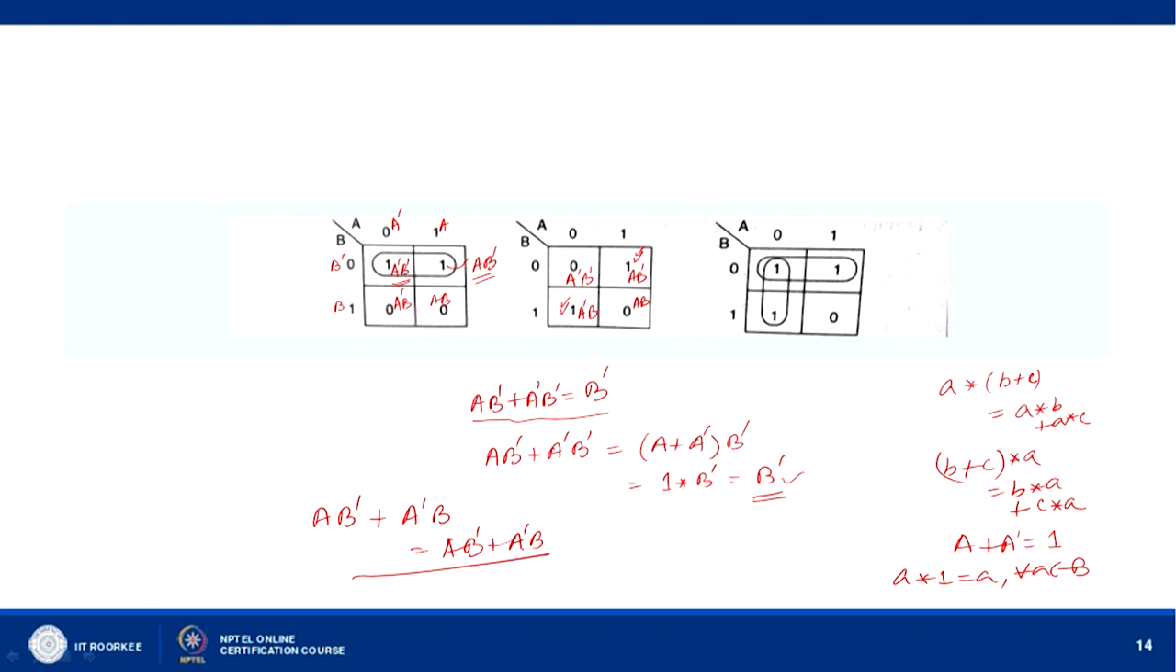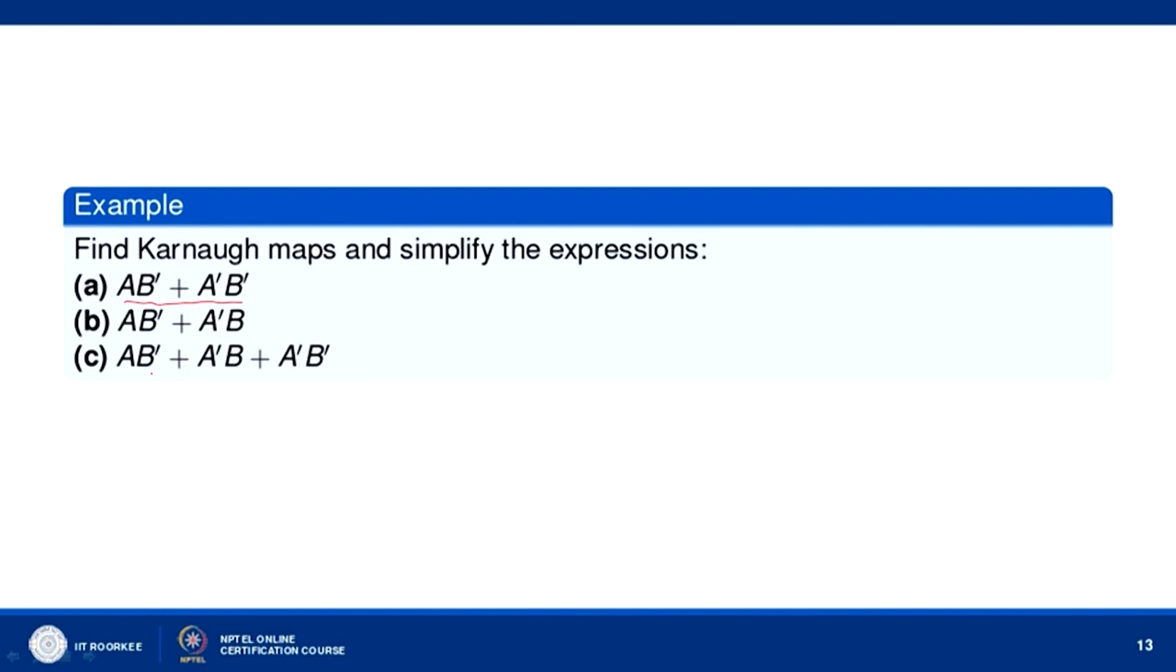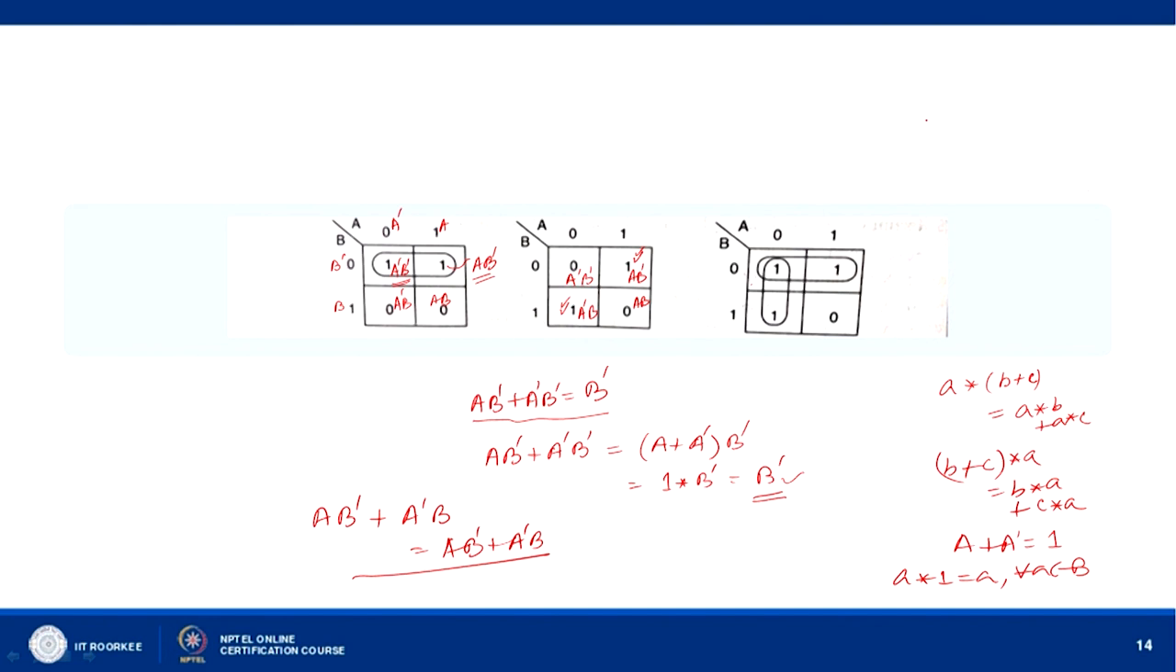Okay, now let us consider the third part, which is A B dash plus A dash B plus A dash B dash. Now let us see, this square represents minterm A dash B dash, this represents A B dash, and this represents A dash B. Here A dash B dash and A dash B differ in exactly one literal, that is B. So, they are adjacent squares, and we then loop these two ones.